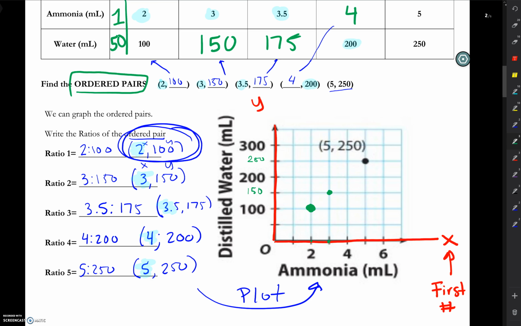The next one is 3.5. So 3.5 is going to be in between the 4 and the 3. This is 3.5. And I'm going to go 3.5 to 175. So 175 is going to be right in between the 200 and the 150. Now I have 4. Here's my 4 all the way to 200. And if you notice, if I was to connect the dots, it draws a straight line. And I know my line isn't straight right now, but it draws a straight line. That's how we know these ratios are equivalent.